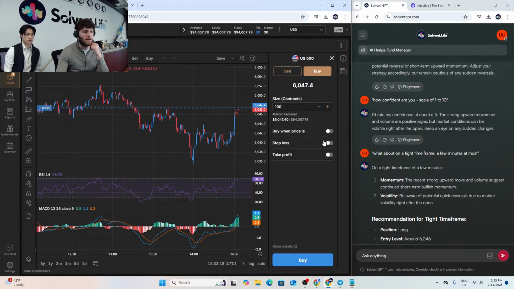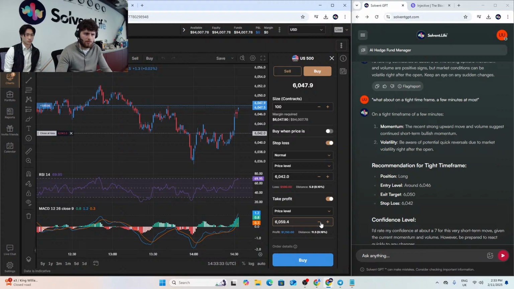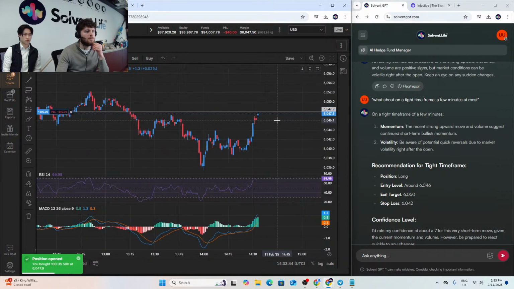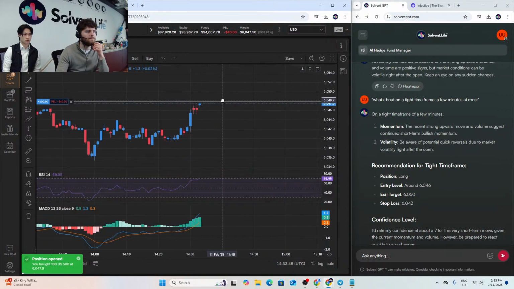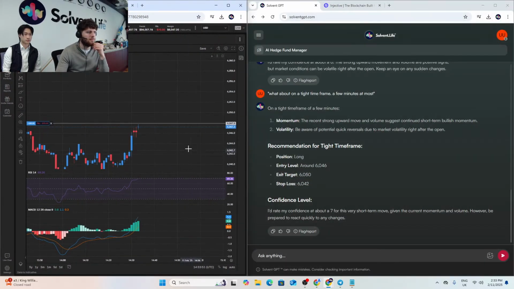So 100 contracts, we're going to do a stop loss of 642, sorry, and we're going to set a take profit of 650. Now, of course, this is to be done in a rather quick time frame. We're doing a quick scalp trade here.